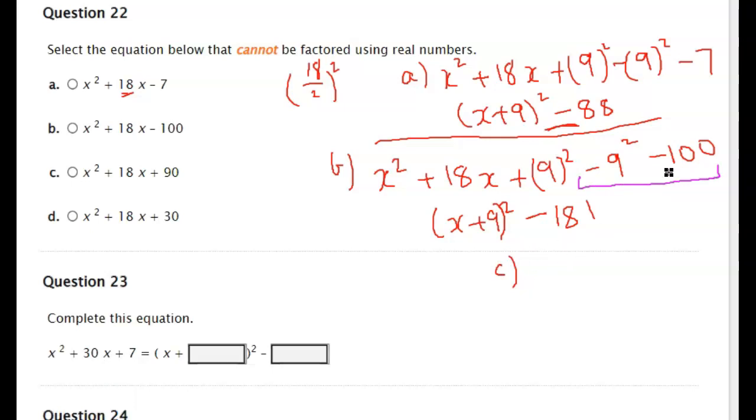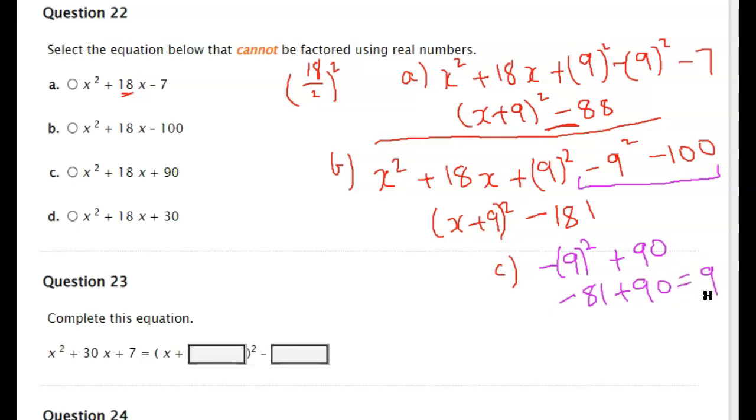Okay, so I'm going to just look at that part. So for C, we're going to still have minus 9 squared. That's going to be the same, but I'm just going to have that constant. The constant is changing, so plus 90. So negative 9 squared plus 90 gives you negative 81. Remember, that's in brackets, so it's not negative 9 times negative 9. It's 9 squared, and then you've got the negative there. So that's going to be negative 81 plus 90, which gives you 9.